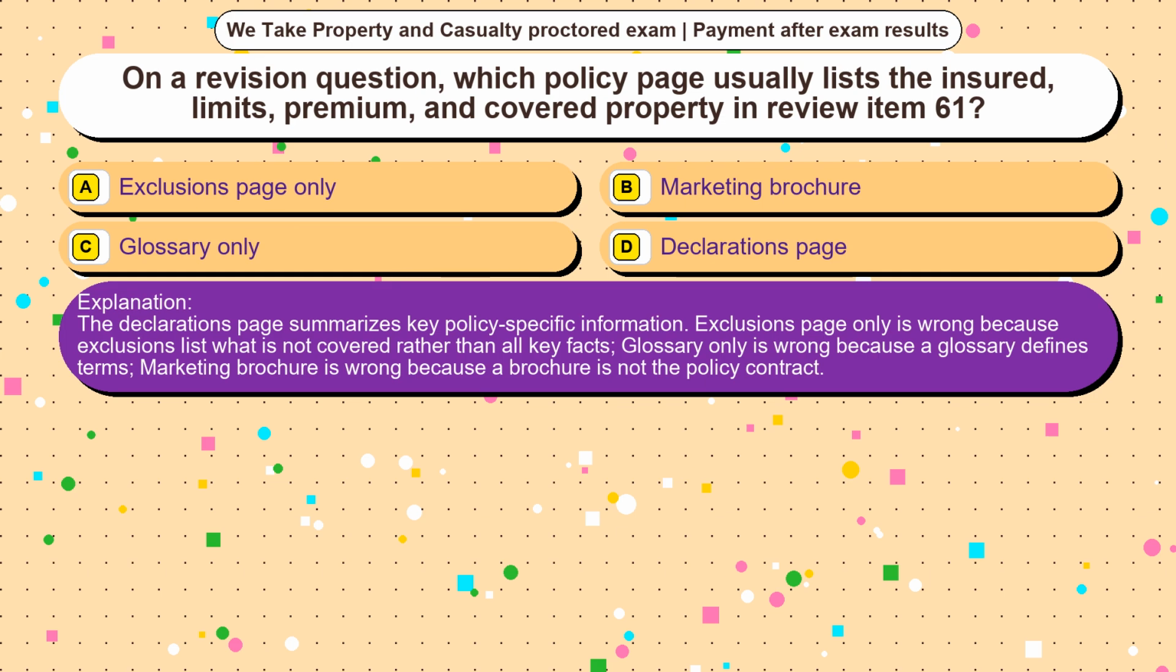Exclusions page only is wrong because exclusions list what is not covered rather than all key facts. Glossary only is wrong because a glossary defines terms. Marketing brochure is wrong because a brochure is not the policy contract.